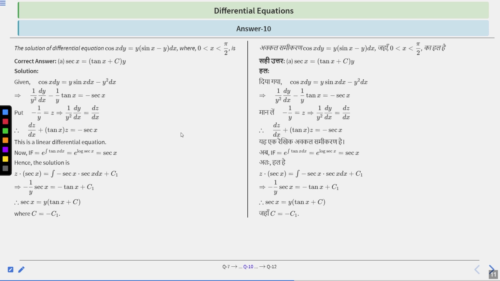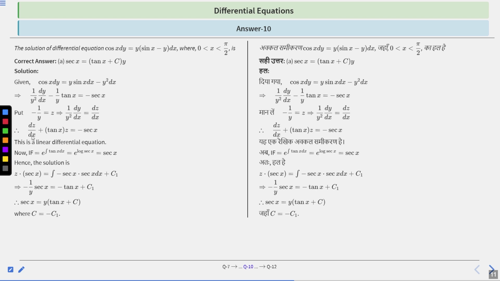Now let's put -1/y = z. Then you will get (1/y²) dy/dx = dz/dx. Clear? And after proper simplification, you will get dz/dx + tan x · z = -sec x. And you can easily see that this is a linear differential equation in which the integrating factor is e to the power integration of tan x dx.